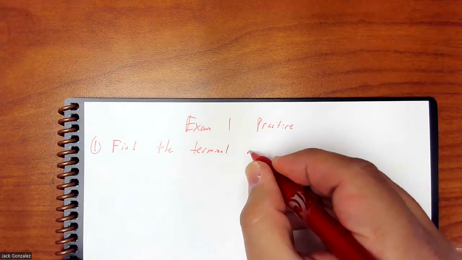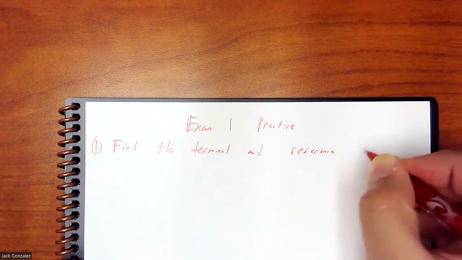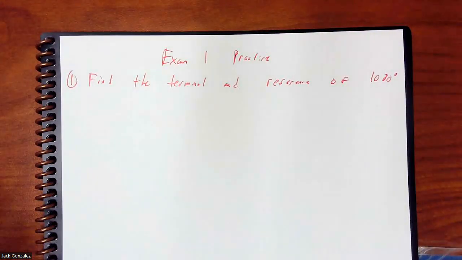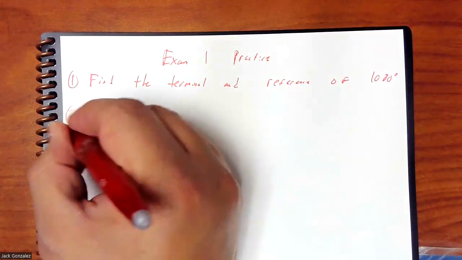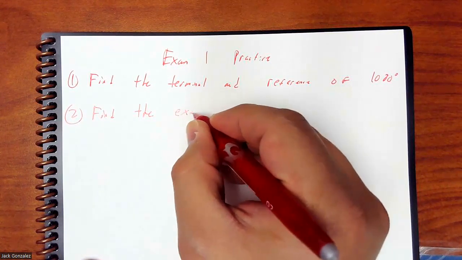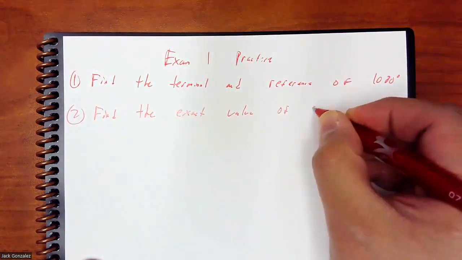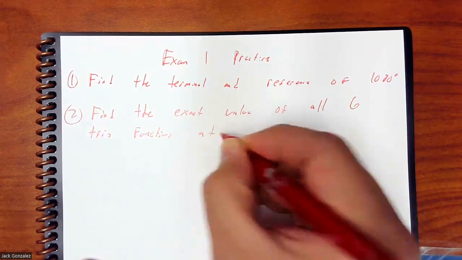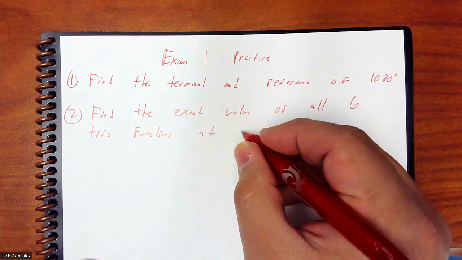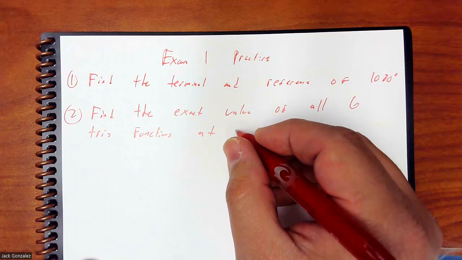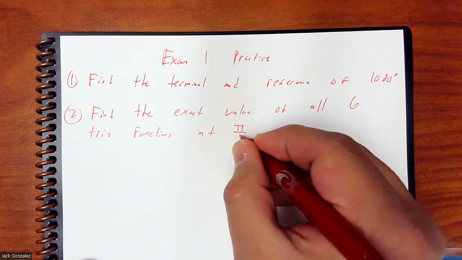Number one, find the terminal and reference angle of 1080 degrees. Number two, find the exact value of all 6 trig functions at, I don't know, pi over 6.